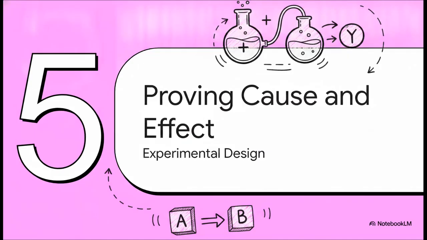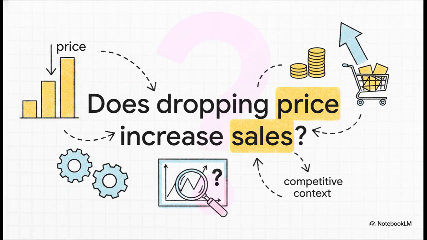Finally, we transition to the last and arguably most rigorous type of conclusive research in Section 5, proving cause and effect. Consider this incredibly common business assumption. How do we know for sure that dropping our price will actually increase our sales? Lots of managers just assume this is a universal truth, but as the text points out, in certain competitive contexts, it just isn't true at all.